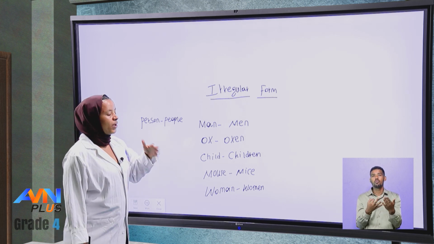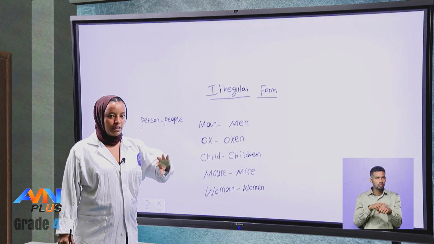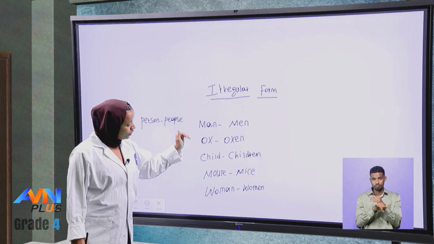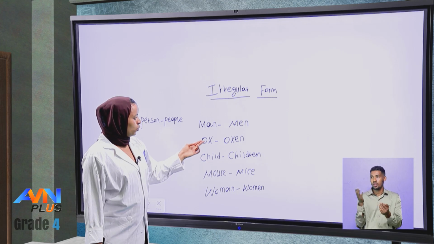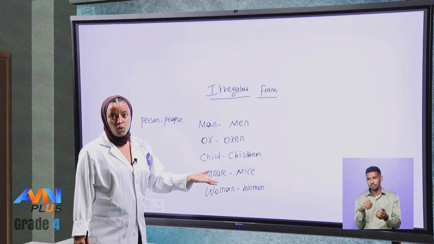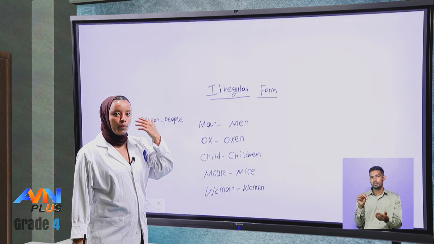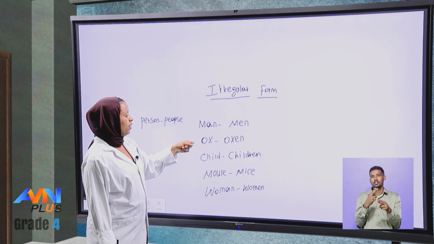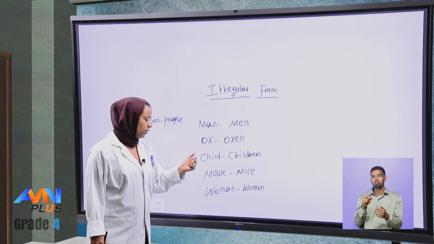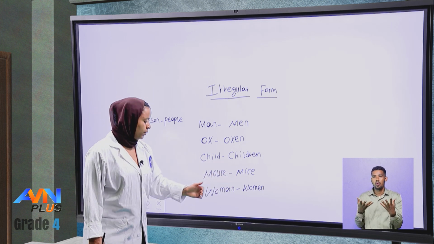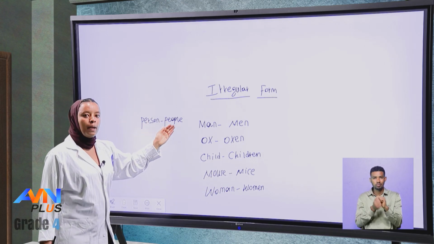So you should rehearse these examples and memorize them every day. These rules are different for each noun. For example, here we just change A to E. Here is ox, add EN. So man, men. Ox, oxen. Child, children. Mouse, mice. Woman, women. And here's person, people.